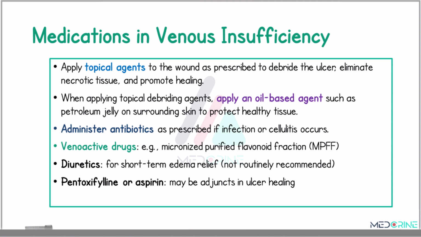Topical agents are usually used to debride the ulcers, remove the necrotic tissue, and promote healing. When using these topical debriders, you need to protect the surrounding skin with petroleum jelly. Antibiotics are also administered if an infection or cellulitis is present, and venoactive medications such as micronized purified flavonoid fraction, or MPFF, can be used to improve the venous tone. Diuretics are used for short-term relief of edema, but they are not recommended for long-term use. Pentoxifylline and aspirin can be used as an adjunct for healing ulcers.